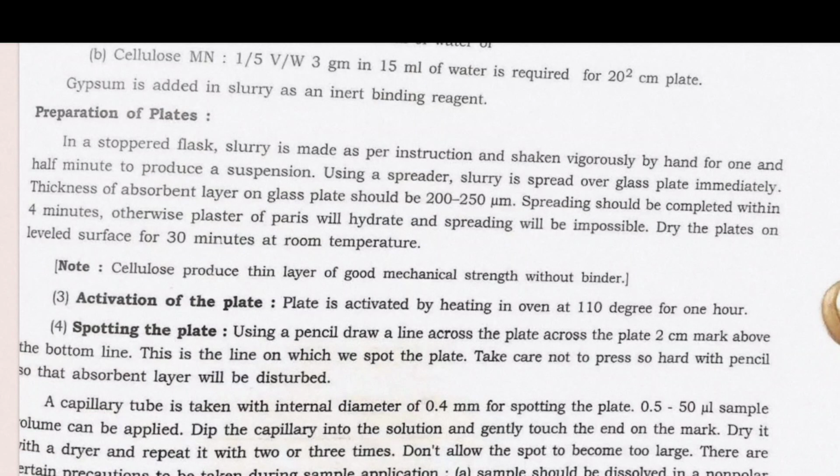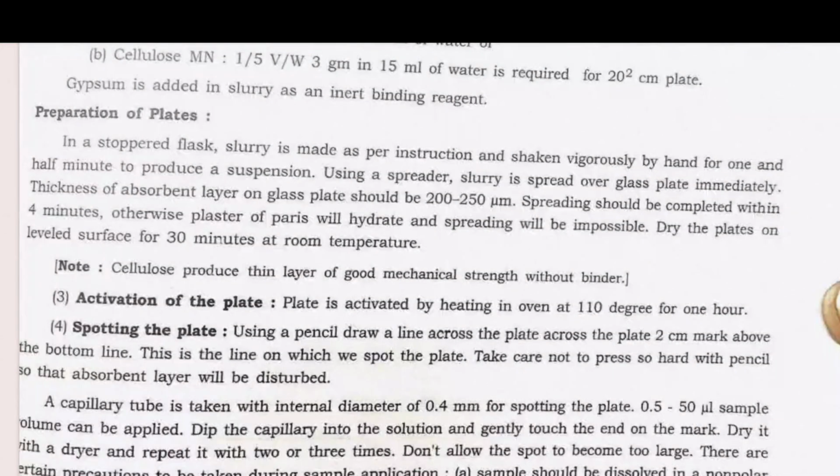Using a spreader, the slurry is spread over the glass plate immediately. Thickness of the adsorbent layer on the glass plate should be 200 to 250 micrometers. Spreading should be completed within 4 minutes. Otherwise, plaster of Paris will hydrate and spreading will be impossible. Dry the plate on a levelled surface for 30 minutes at room temperature. Note: cellulose produces a thin layer of good mechanical strength without binder.